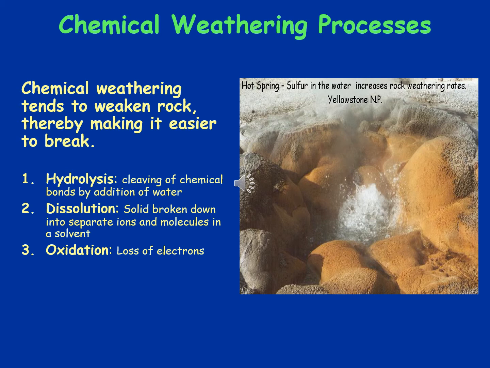Dissolution is a solid broken down into separate ions and molecules in a solvent. So it's usually water that's getting onto the bedrock and breaking down the molecules in that bedrock by those molecules dissolving into the water. And the third method of chemical weathering is oxidation, and that is chemically a process where electrons are lost from the molecules in the bedrock. Oxidation, everyone knows it kind of as a layperson's process of like things that rust. Rust is an oxidation process that's changing the metal that rusts by the loss of electrons, technically, but it gives it that rust color.